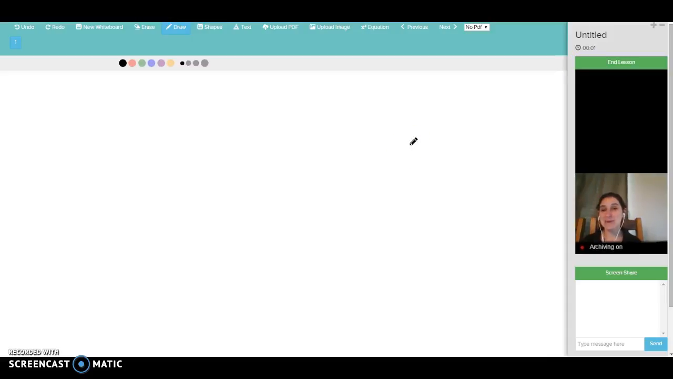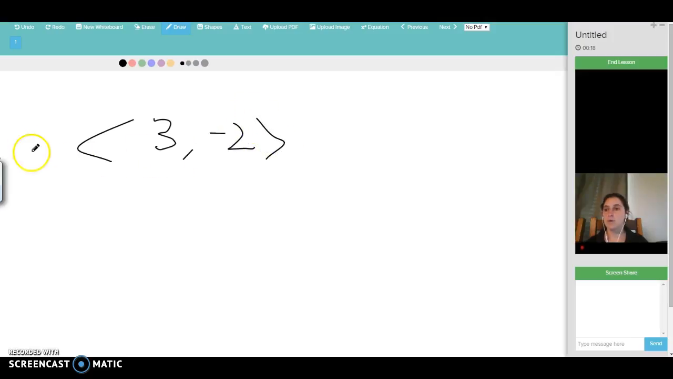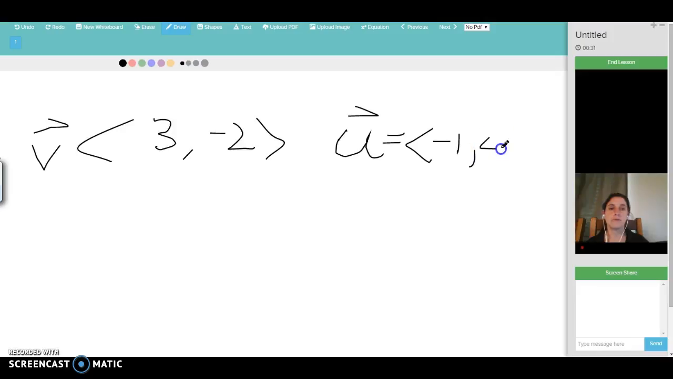Good morning. Let's talk about how to find the dot product of two vectors. So we're going to start with a dot product that's in component form. Okay, and we'll call this our vector v. And we need a second vector, vector u. -1 and 4.